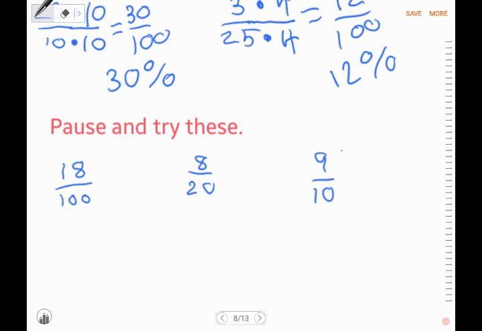Now I want you to try these three. So go ahead and pause it, and when you're all done with these three, turn it back on, and we'll check your answers.